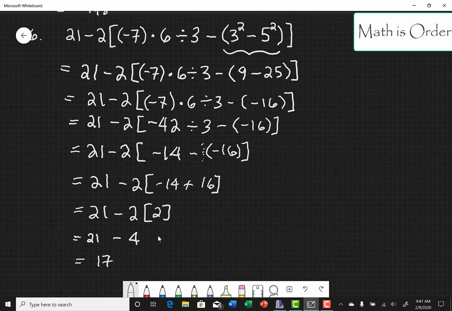Math is order. What we did here is the order of numbers and symbols, but math is order in a broad sense.